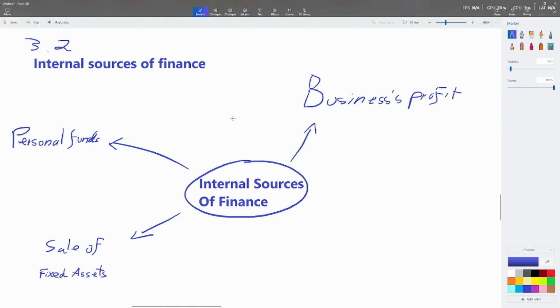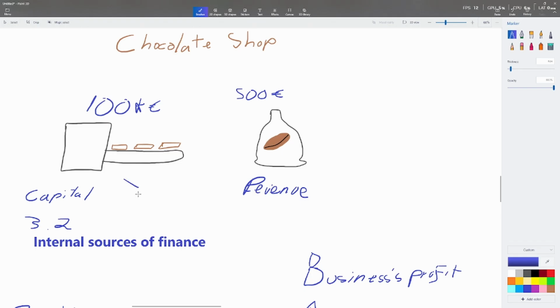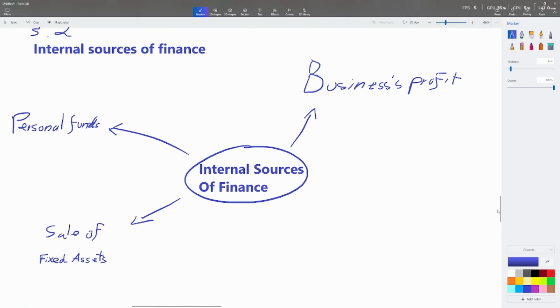Let's say that you have the chocolate machine that you had before, and after 5 years you don't like it anymore, you need a different type. So you can always sell. The sale of fixed assets means when you sell the stuff that your business has to generate more profit. All of them have opportunity cost.